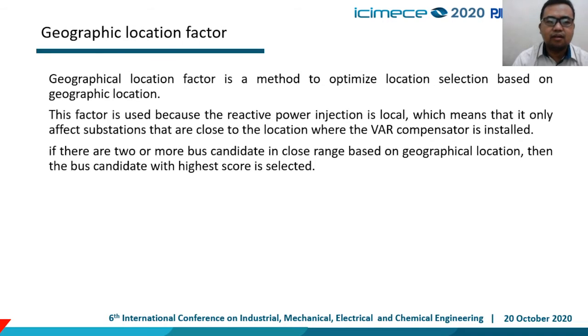And the last parameter, geographical location factor. Geographical location factor is a method to optimize location selection based on geographic location. This factor is used because the reactive power injection is local, which means that it only affects substations that are close to the location where the VAR compensator is installed. If there are two or more bus candidates in close range based on geographical location, then the bus candidate with high score is selected.